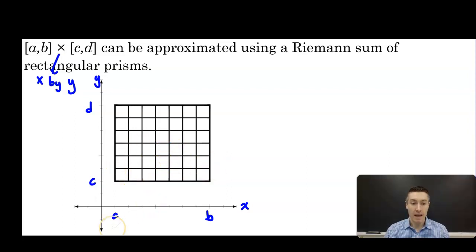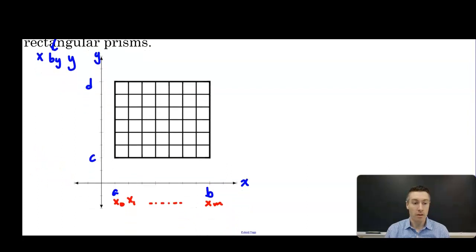And the way we break these down, we would say this is x0, x1, and we go all the way to x sub m. So we are breaking down the interval from a to b into m subintervals. So that subscript does play a role. That tells us how many subintervals we broke down into.